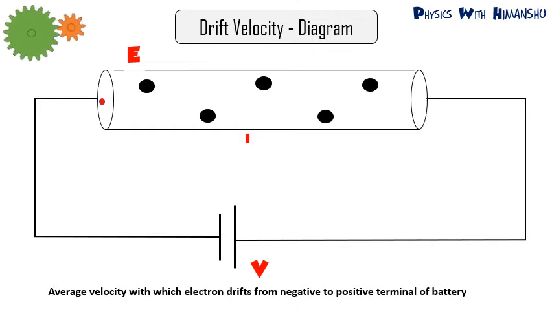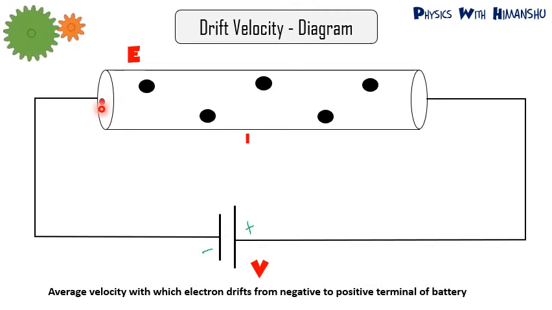So what do we mean by drift velocity? You know that when you connect a battery, there is one positive terminal and one negative terminal. So this is the negative terminal and this one is the positive terminal. As soon as we switch on, the electrons will drift from the negative side to the positive side. And how the electron will move, you can see this red colored dot in this figure. There's a red colored dot, this one.